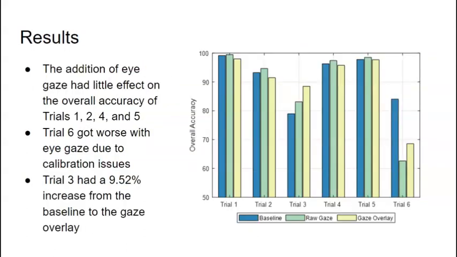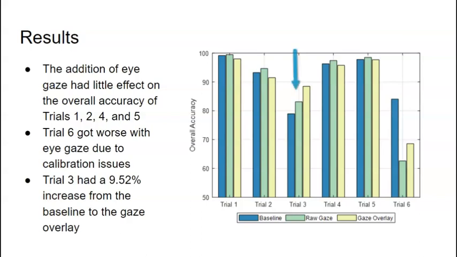The overall accuracy by trial and approach are shown here. For most trials, the addition of eye gaze data had a minimal effect on the overall accuracy, with less than a 1.75% change for trials 1, 2, 4, and 5 for both approaches. The accuracy of trial 6 decreased significantly for both eye gaze approaches, but we suspect that was due to calibration issues with the glasses used to collect the eye gaze data.